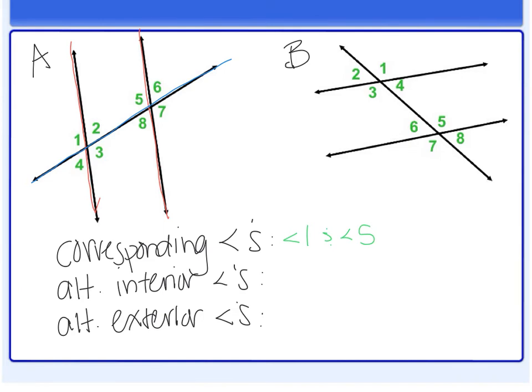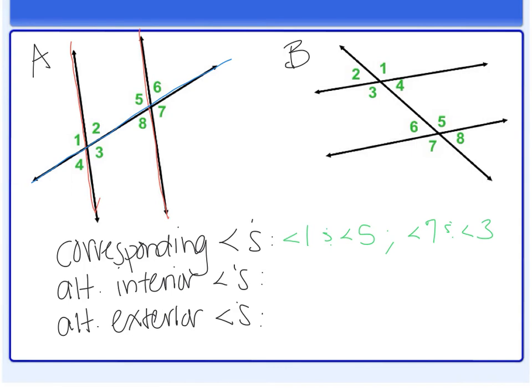Let's find another corresponding angle. How about angle 7? Angle 7 is under a transversal, and it's on the right side of a parallel line. So I notice angle 3 also fits that description. It's under the transversal, and it's on the right side of a parallel line.